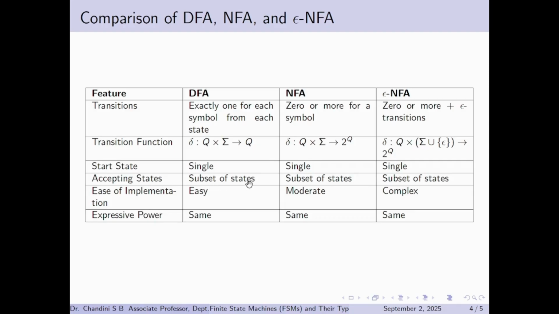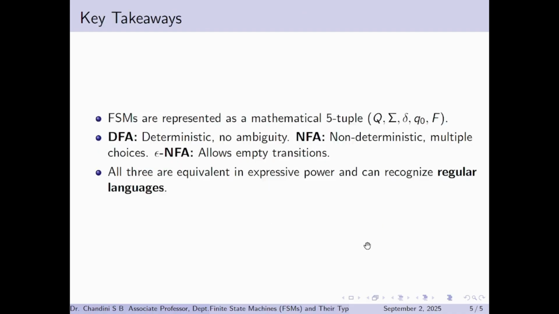The accepting state is a subset of the finite set of states. Ease of implementation: actually, students may find DFA difficult. NFA is very simple and Epsilon NFA is also kind of easy, but its representation looks complex. Designing and drawing NFA and Epsilon NFA is easy, but the implementation would look harder for NFA and Epsilon NFA. Expressive power is the same for DFA, NFA and Epsilon NFA. All of these are equivalent.